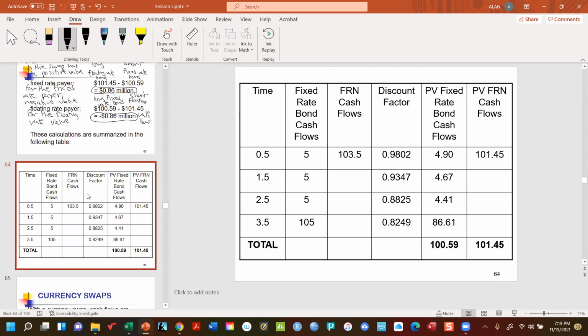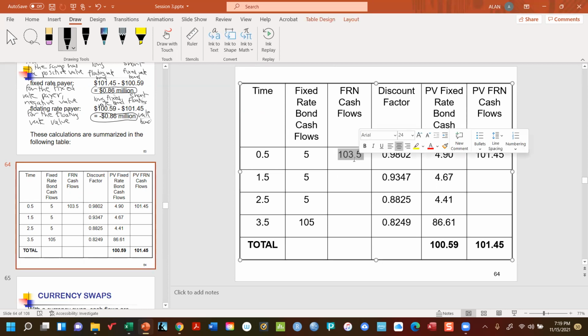Okay. So we're going to have the times at which the future cash flows take place. The cash flows, remember, we're pretending that this is a bond. So we get 4 coupons and a repayment of principal at the end. We've already seen the floating rate note as of time t equals 1/2 has a value of 103.5. The discount factors are calculated, as we'll see in Excel, from the LIBOR curve. And that's used to calculate the present values, which in turn add up to these numbers.